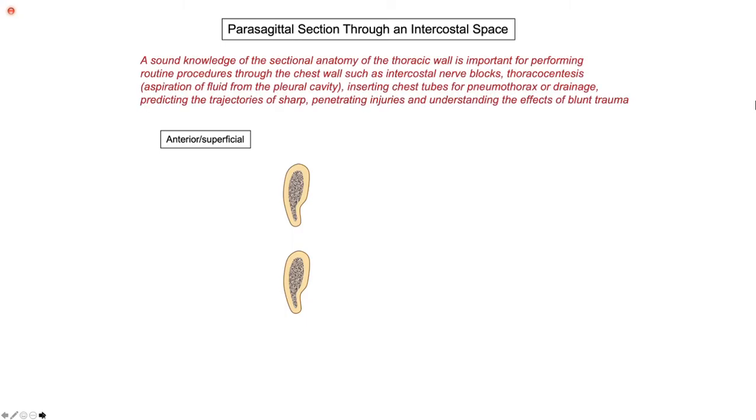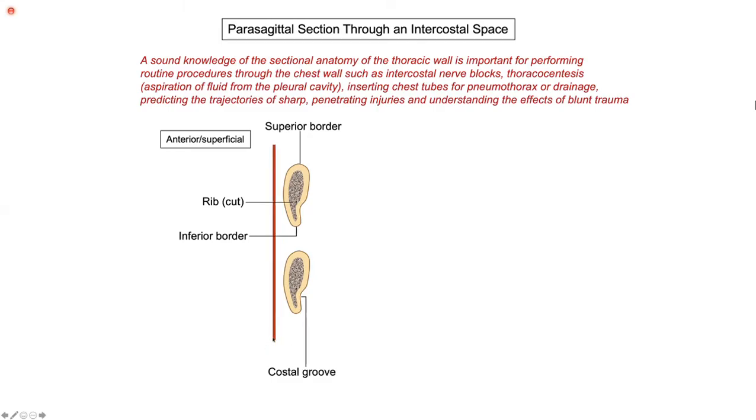Now, this is the rib which has been cut, with its superior border and its inferior border. Guys, this is an important thing. And there's a groove. We talk about this costal groove. You remember? Costal groove. Now, what is that red line? Any idea? That's my skin, period. And this is the superficial fascia.